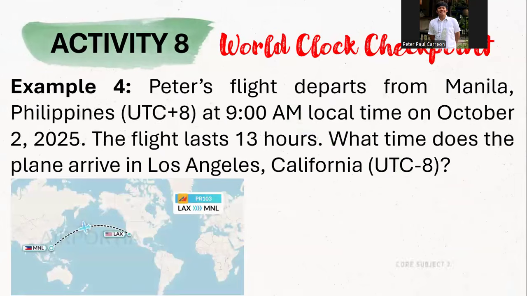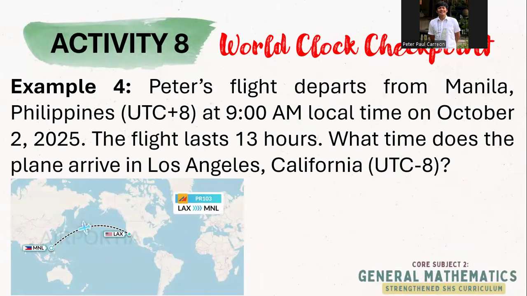Now let's move to the last example. Peter's flight departs from Manila, again, we follow UTC plus 8, at 9 a.m., October 2, 2025. As you could see, the flight duration is 13 hours, and the destination is Los Angeles, which follows UTC minus 8.